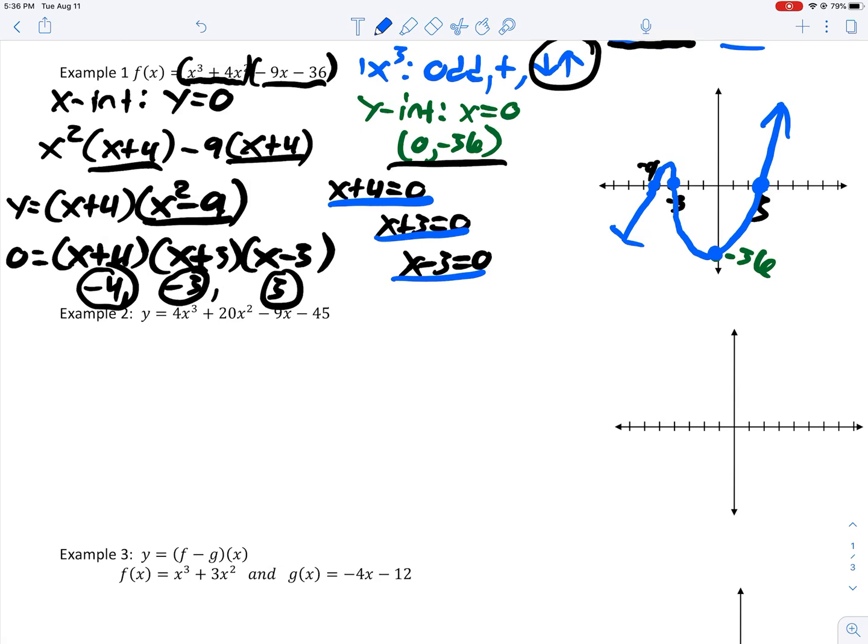Okay, looking at example 2. So again, right off the bat, we're in standard form. So for the end behavior, we would look at the 4x cubed. It's going to be odd. It's going to be positive, so it's low to high. For the y-intercept, x is going to be 0. So 0, 0, 0. So negative 45.